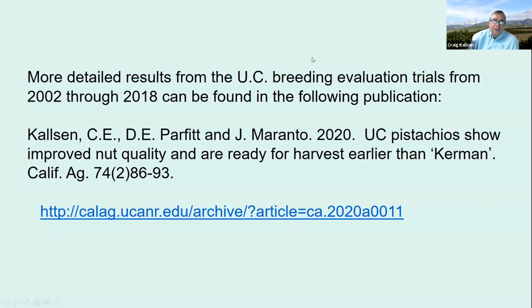And just covering this first section of my talk, we recently wrote an article for California Agriculture. Here's the citation or the link, and it gives more detailed comparisons, more numbers for the comparison between Kerman and the UC varieties, if you're interested in learning more on that.